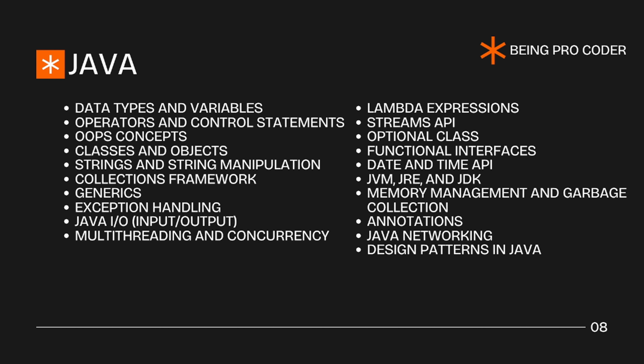Functional interfaces are interfaces with a single abstract method, used inside the lambdas. Date and time APIs are for handling the date and time. JVM, JRE and JDK are the Java Virtual Machine, Java Runtime Environment and Java Development Kit. These three things are very important in learning Java.